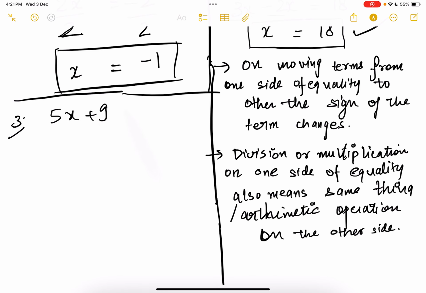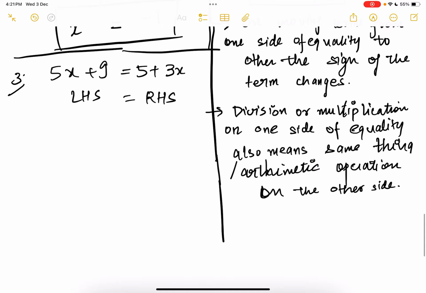5x plus 9 is equal to 5 plus 3x. Now you'll solve with me. This is the LHS, this is the RHS. You don't need to write this, but it makes it a little bit easier if you are starting to solve equations for the first time. Now see, 5x is here, 3x is here. We want to have them on the same side. So this is plus here, it will come to this side and become minus.